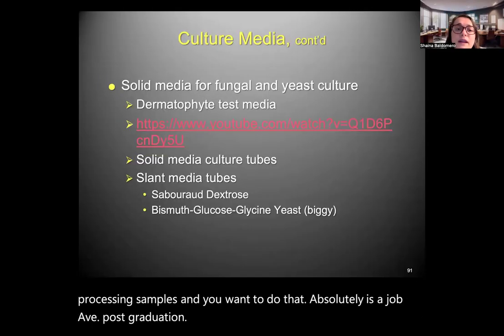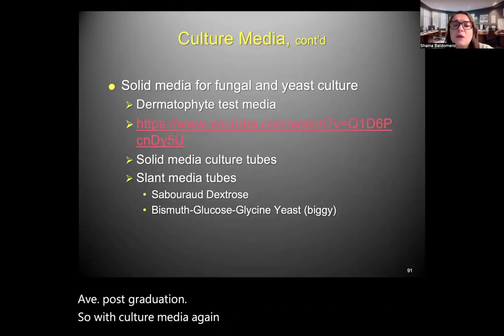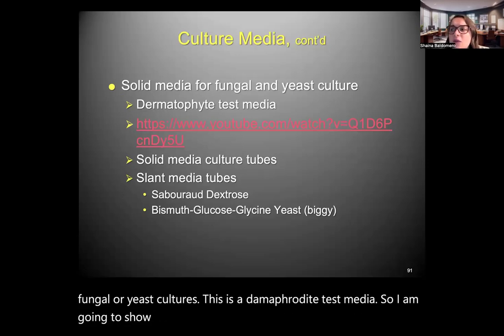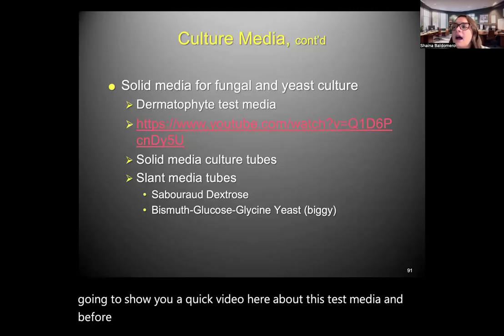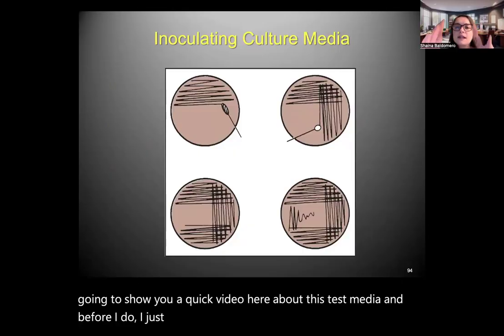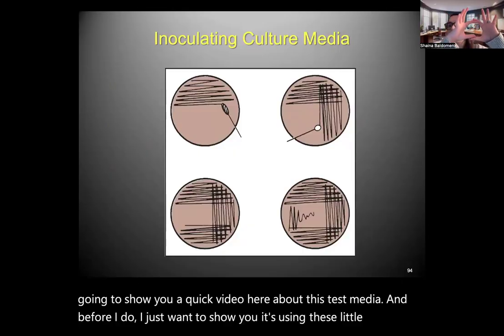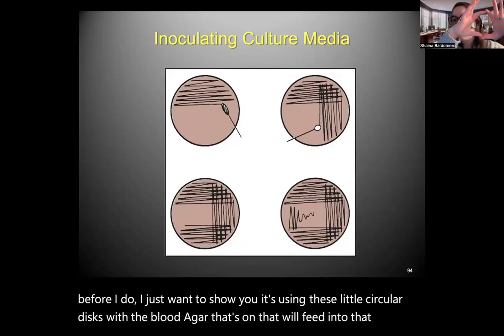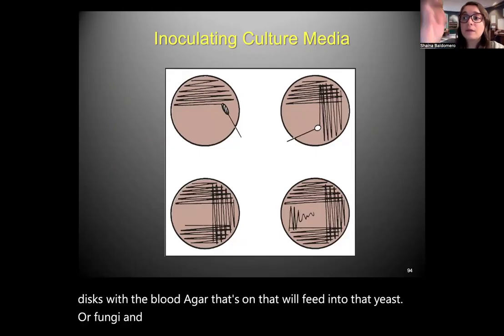So with culture media, again, typically in the field, we're looking at fungal or yeast cultures. This is a hermaphrodite test media. So I am going to show you a quick video here about this test media. And before I do, I just want to show you, it's using these little circular discs with the blood agar that's on that will feed into that yeast or fungi, and then it will grow from there.